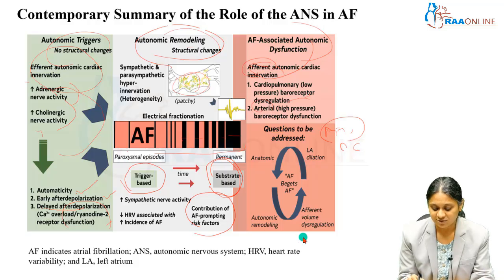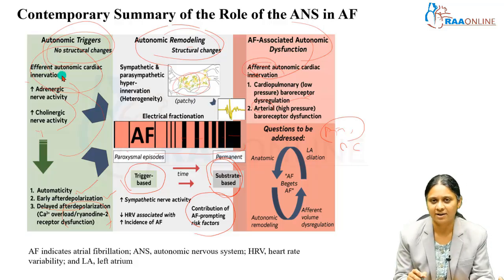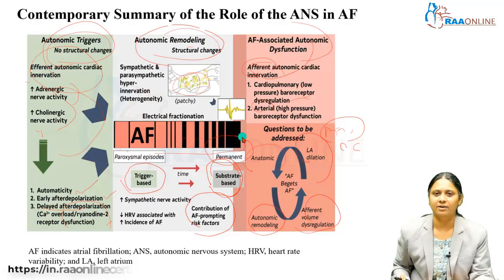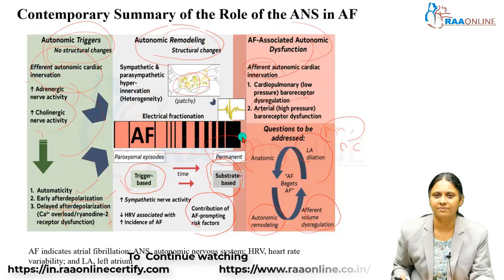What happens? Initial efferent autonomic triggers without anatomical changes, followed by autonomic related remodeling resulting in dysregulation, resulting in LA dilatation, followed by fibrous and fatty tissue deposition, resulting in permanent atrial fibrillation. So, this is the basis for treating all modifiable risk factors, changing lifestyle, reducing AFib burden, and reverting to sinus rhythm as early as possible.